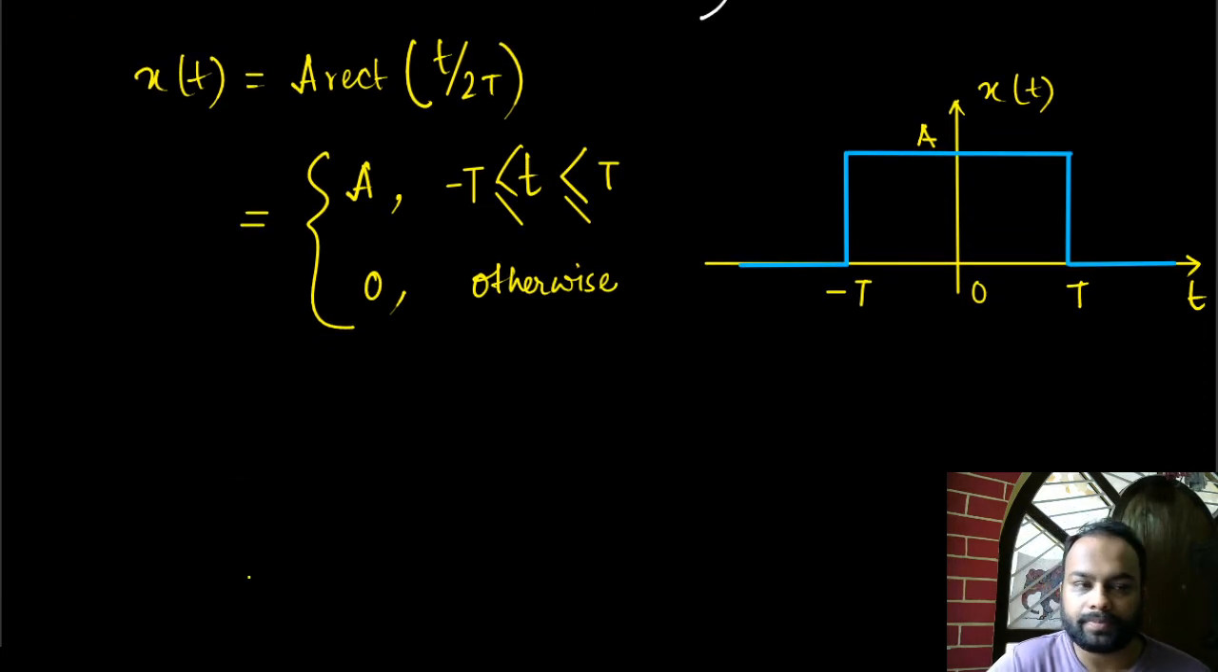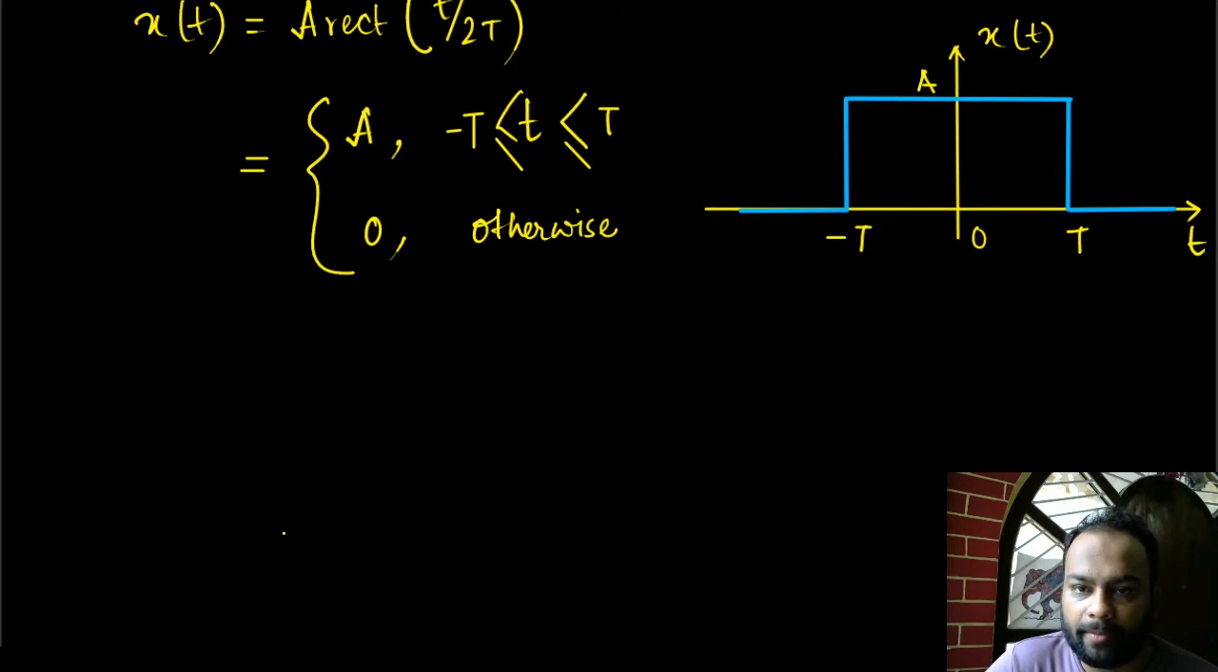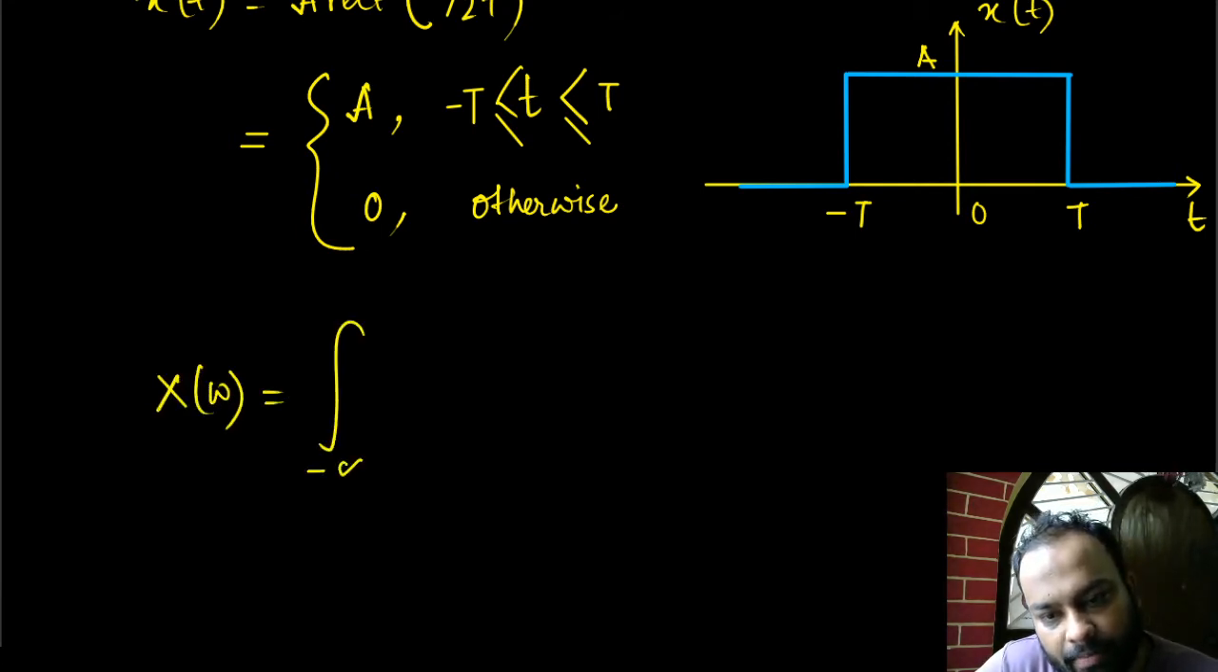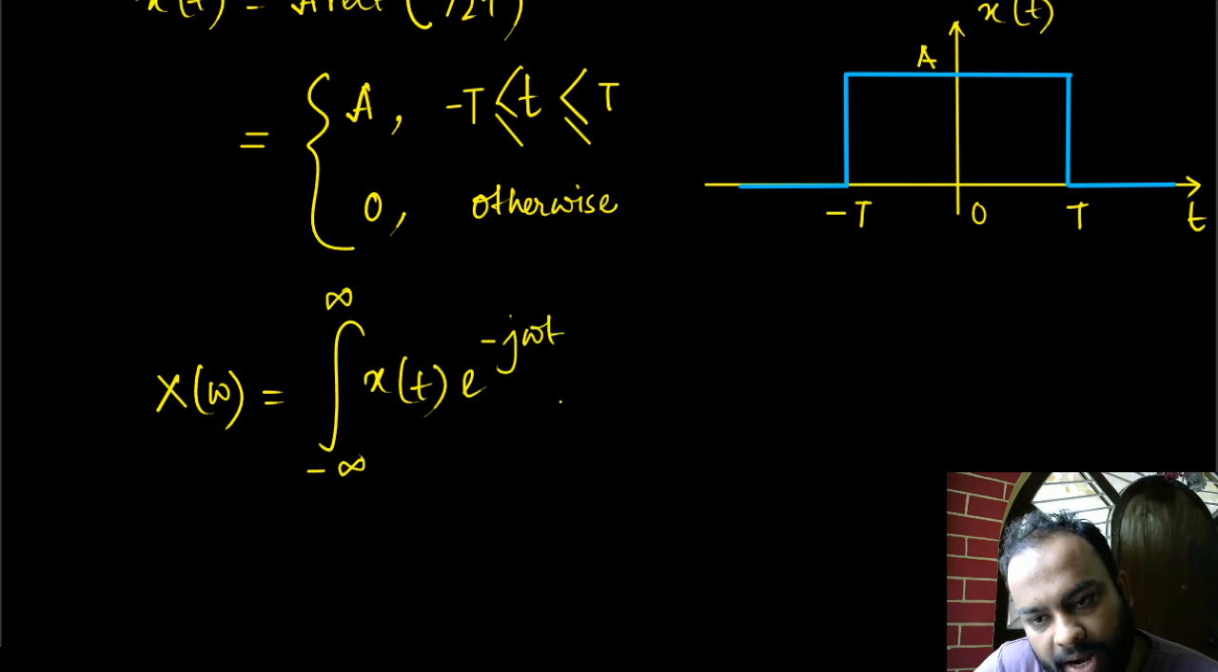Alright, so that is how this signal is particularly defined. Now, of course, this is a very simple example, and as a matter of fact, this can be directly dealt with by applying the definition of the Fourier transform. From the definition, we know X(omega) is the integration from minus infinity to infinity of x(t) e to the power minus j omega t dt.